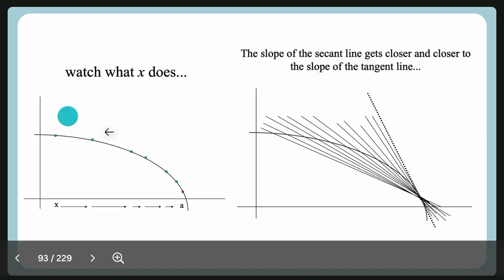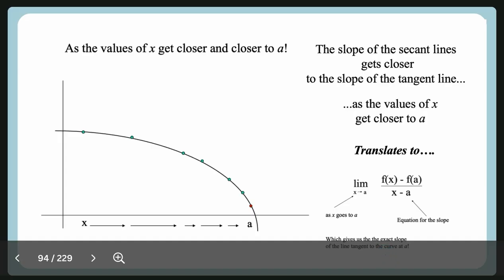So watch what x does. As x approaches here, you have so many points right there. So as x approaches a, you basically would see that the slope of the secant line gets closer and closer to the slope of the tangent line. And it translates to this equation for the limit as x goes to a, which gives us the exact slope of the line tangent to the curve at a. And this is the equation of the slope.